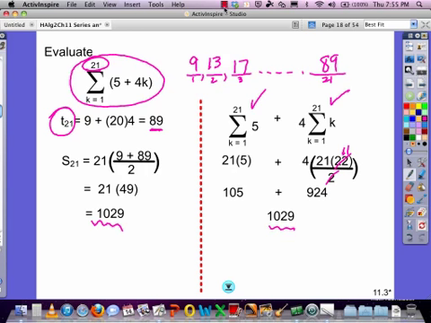So work on those formulas and bring any questions you have to class.